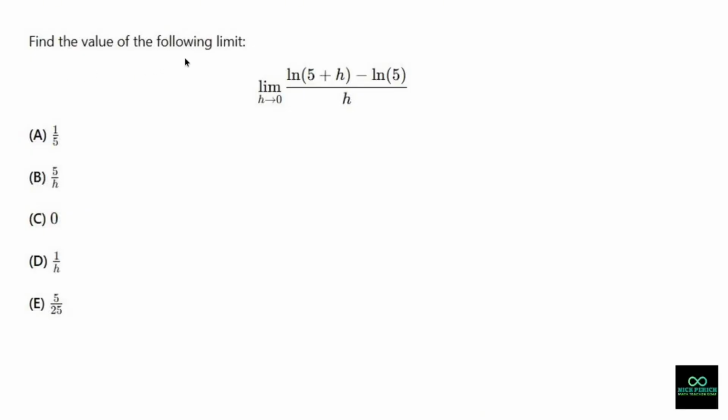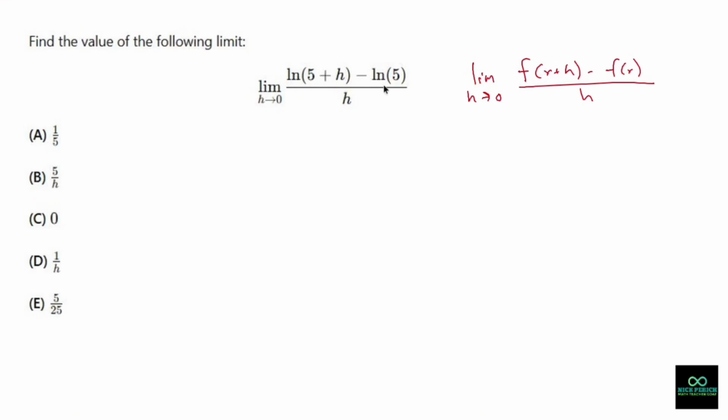Find the value of the following limit. So you're given the limit as h approaches 0 of ln(5 + h) minus ln(5), all over h. If you're wondering, boy oh boy, this looks a lot like this guy: the limit as h approaches 0 of f(x + h) minus f(x), all over h. You're absolutely right. That's the derivative by limit formula.